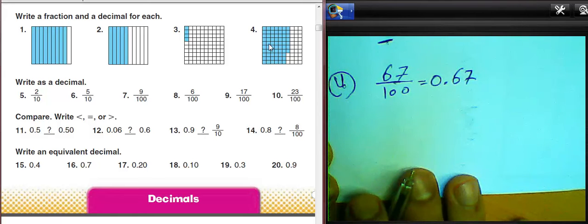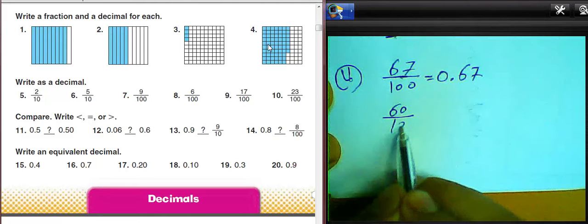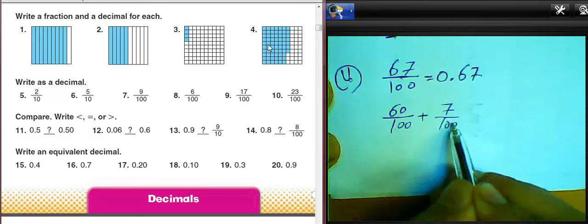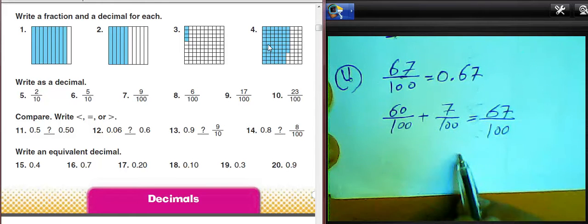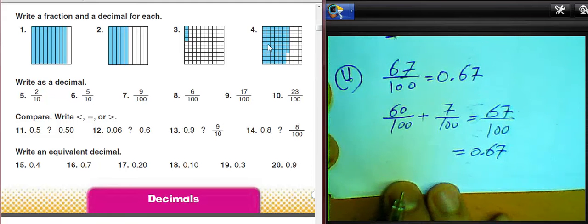It's easy or not? Again? Okay, again. 1, 2, 3, 4, 5, 6. It was 60 over 100 and 7 small parts from 100. It will be 67 over 100. It means 67 hundredths.